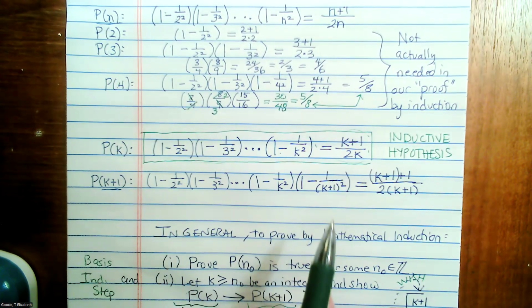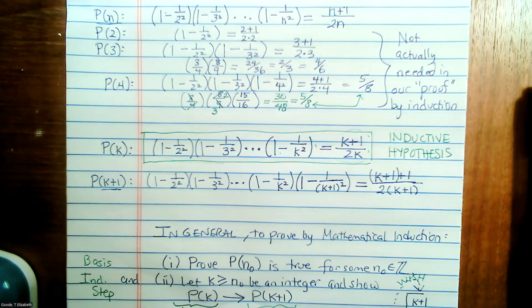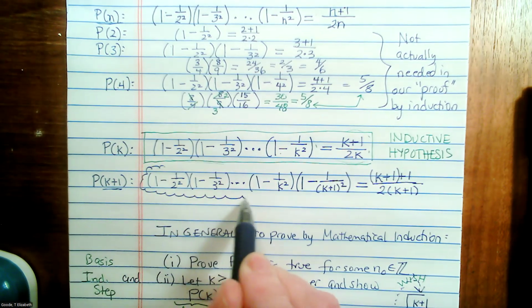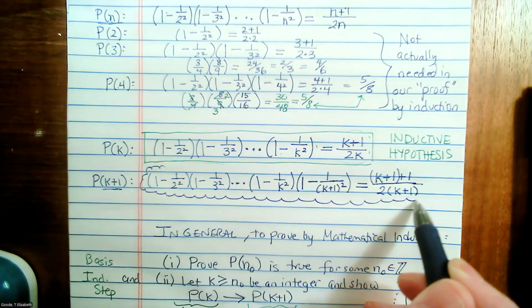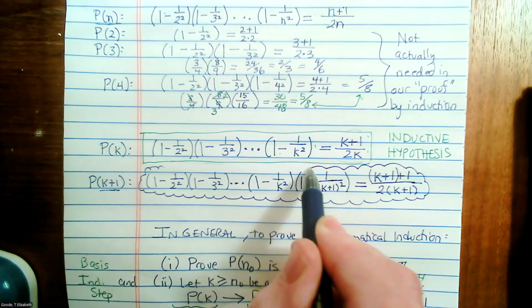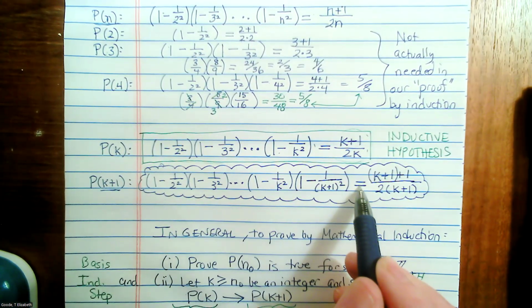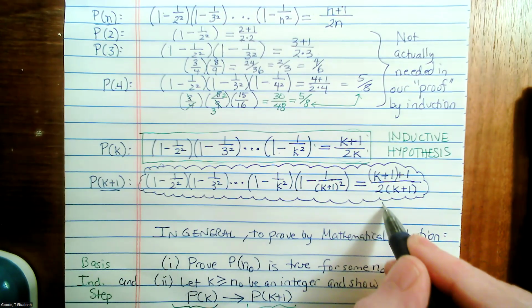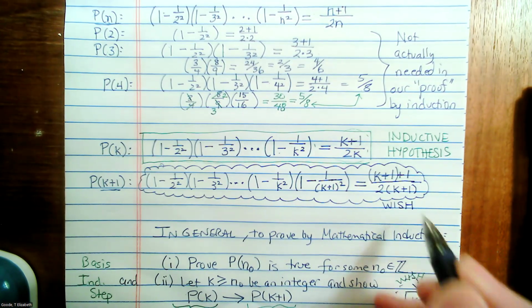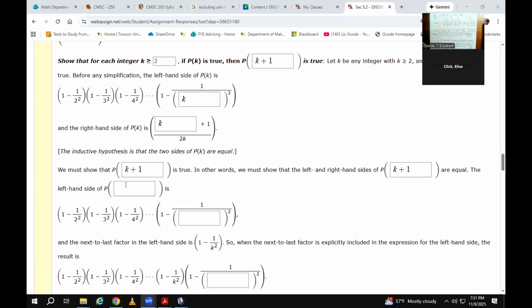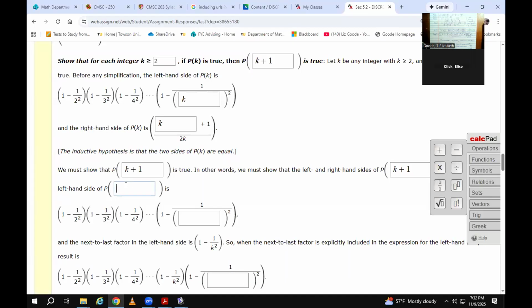What we wish is always to show that P of K plus 1 is true. This is always our wish. And that means showing that the left-hand side of this equation is actually truly equal to the right-hand side. This is our wish. So the wish is to show that the left hand equals the right hand, that's right.